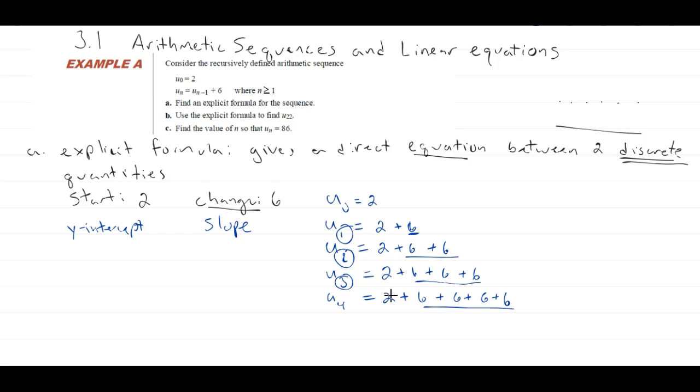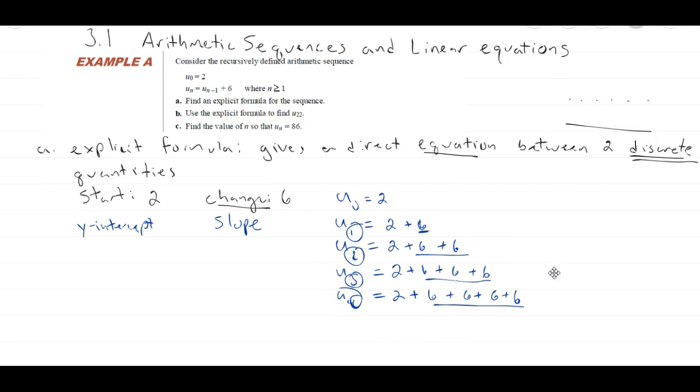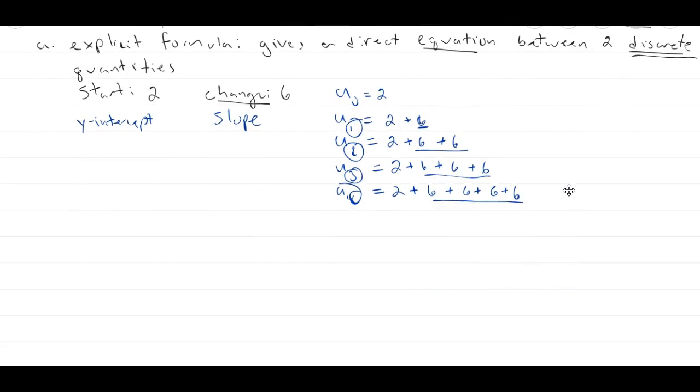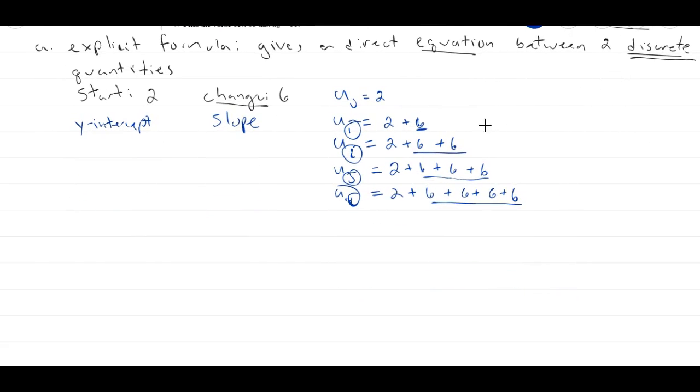I added it 4 times, which is the same as that 4, right? So let me just move this up a little bit so that way I've got some more room. Okay, so if I'm going to start at 2, and this is 1 6 and 2 6s and 3 6s and 4 6s, notice that the number of 6s that I have is the same number as this u.